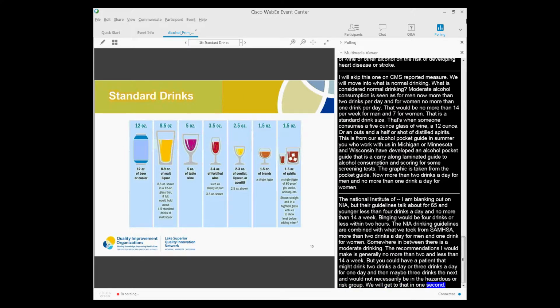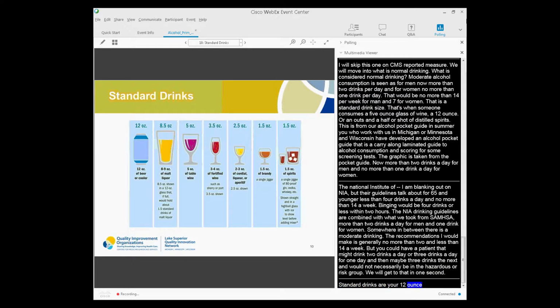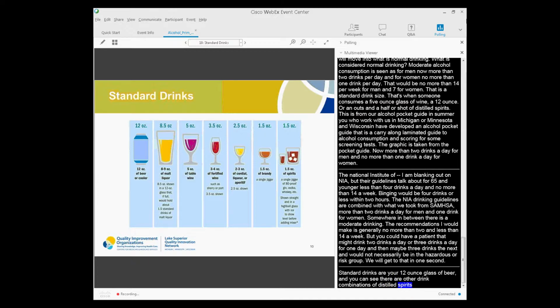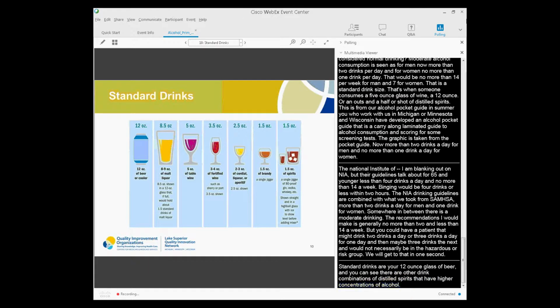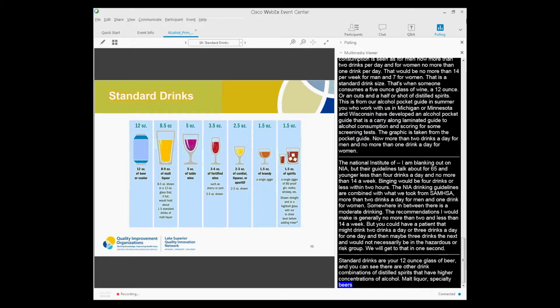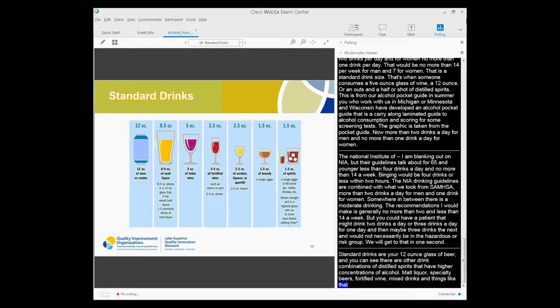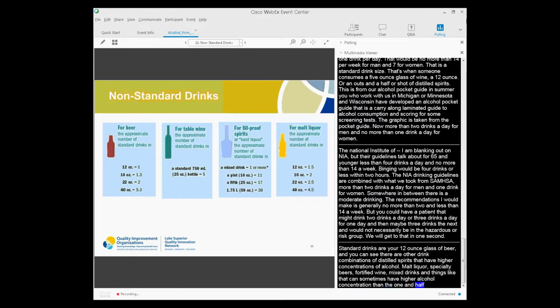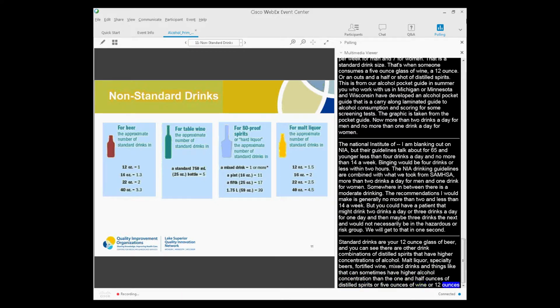Okay, so standard drinks are your 12-ounce glass of beer, and you can see there are other drink combinations of distilled spirits that have higher concentrations of alcohol, okay? So malt liquors, specialty beers, fortified wines, mixed drinks, things like that, can sometimes have higher alcohol concentrations than the 1.5 ounces of distilled spirits or the 5 ounces of wine or 12 ounces of beer. And here are some non-standard drink examples. These will all be in the slide deck for those of you that want it, so I don't have to spend a lot of time on that.